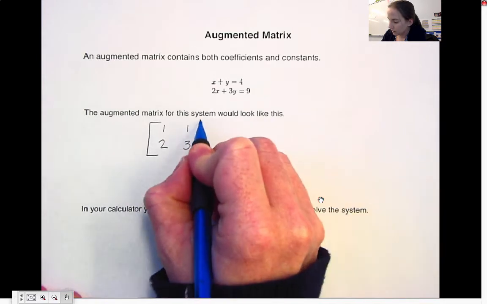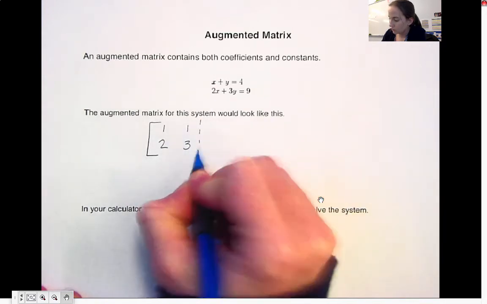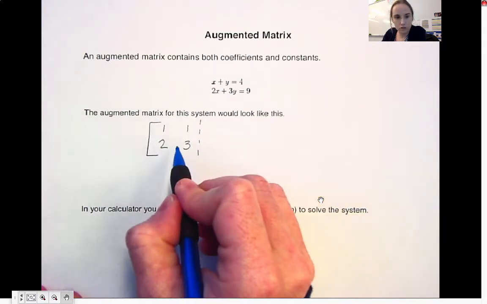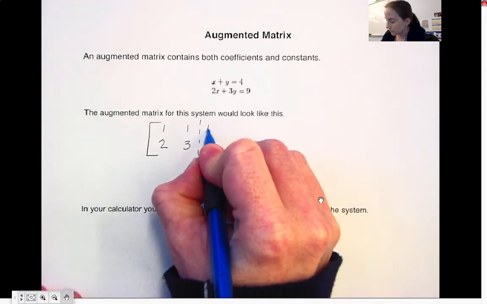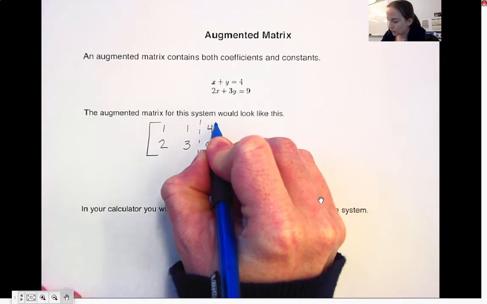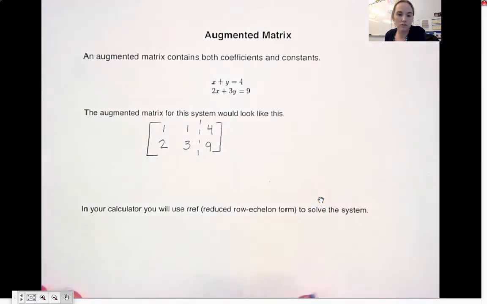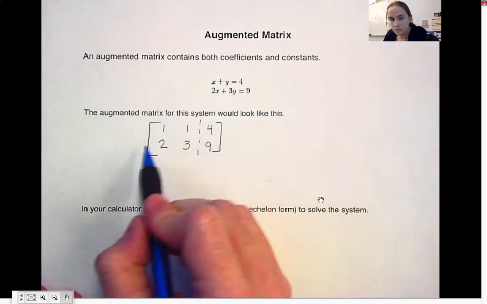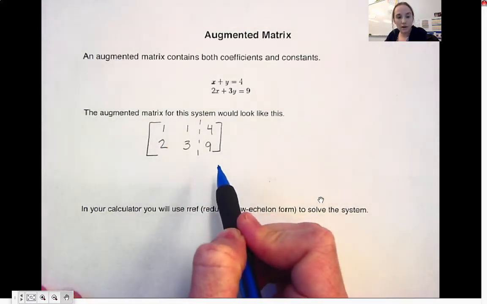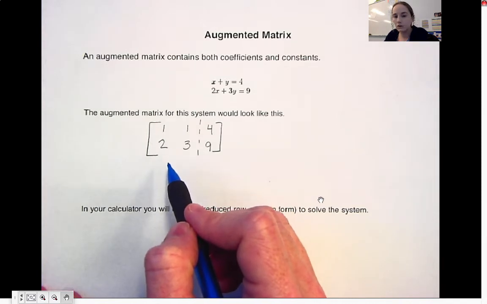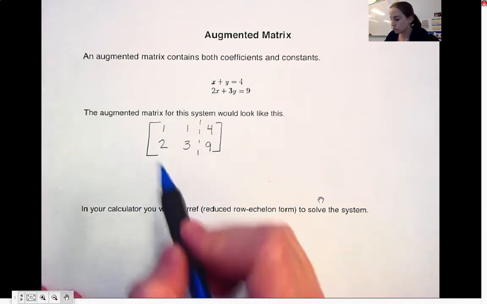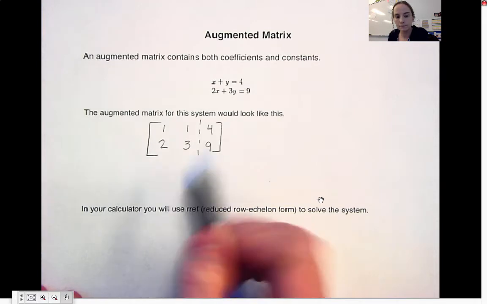And then you draw a dashed line. Those are all our coefficients, and then on the other side of the dashed line you draw the constants. Now on your calculator you will not see the dashed line, so you just have to imagine it there. Okay? If I say write the augmented matrix, this is all I want. If I don't ask you to do anything more than write it, just show me what it would look like.